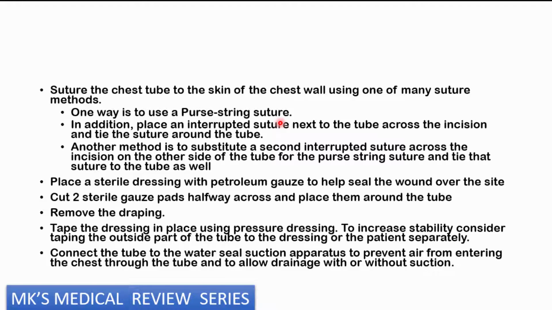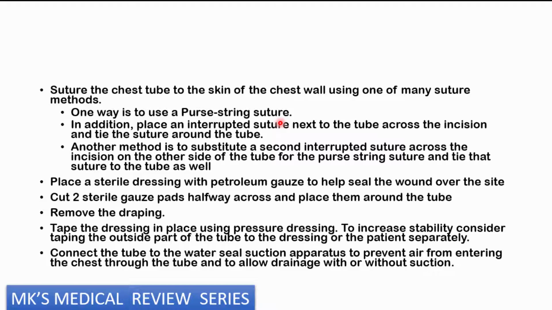So once the tubing is within the pleural space, you can suture the tube to the skin of the chest wall using one of many methods. You can use what is known as a purse string. In addition to this, you're going to place an interrupted suture next to the tube across the incision and tie the suture around the tube. Another method is to substitute a secondary interrupted suture across the incision on the other side of the tube for the purse string suture and tie the suture to the tube.